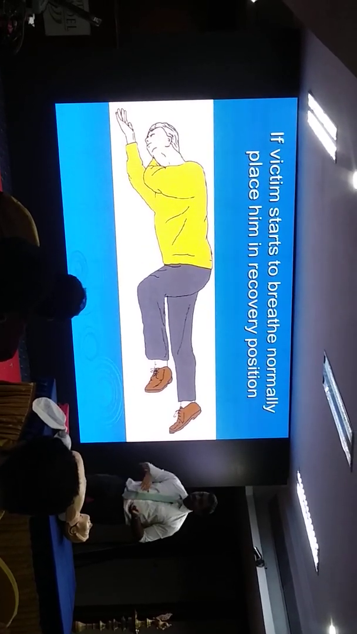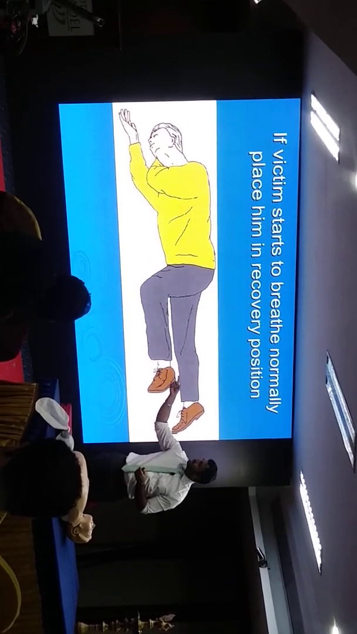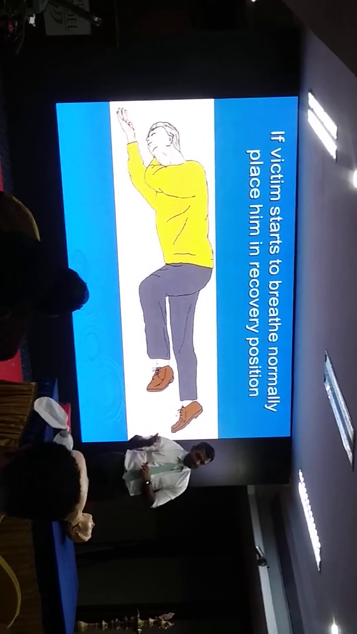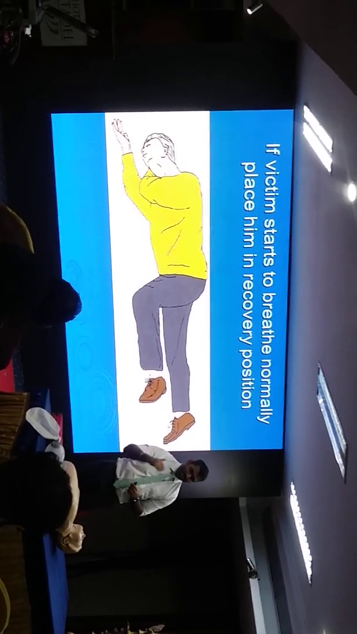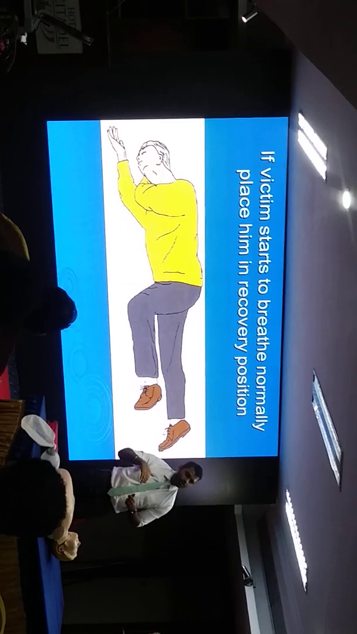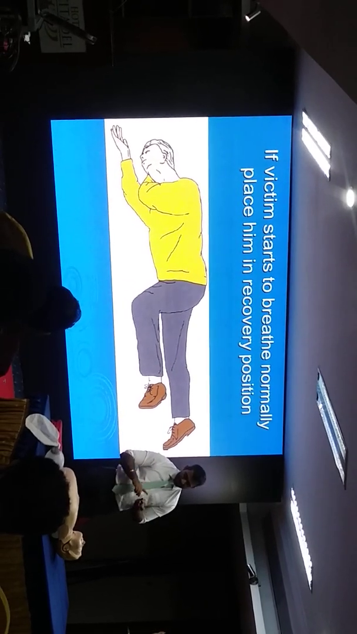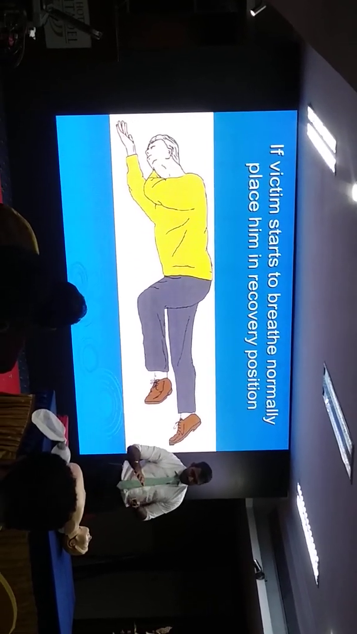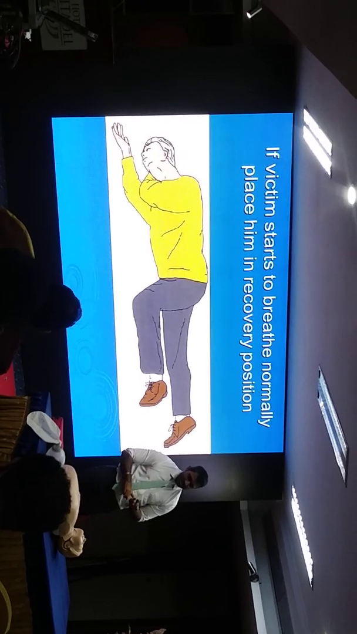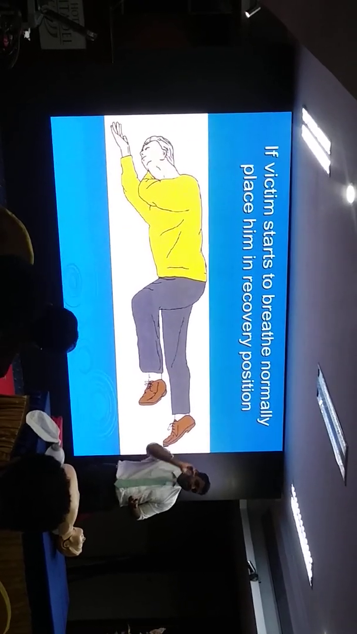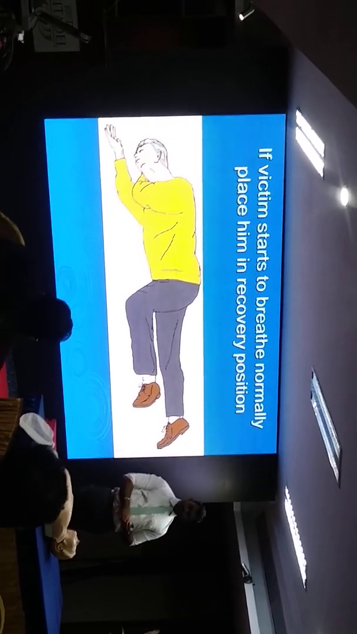Recovery position is, you turn him to one side, keep the hand in that position and make him lie down and keep on watching. Okay. Every minute you keep on watching, because he can go back to cardiac arrest again. Look at his breathing, keep on asking, how are you, how are you? Again, if he becomes unresponsive, again the pulse is not felt, you go back to the same cycle. Okay.